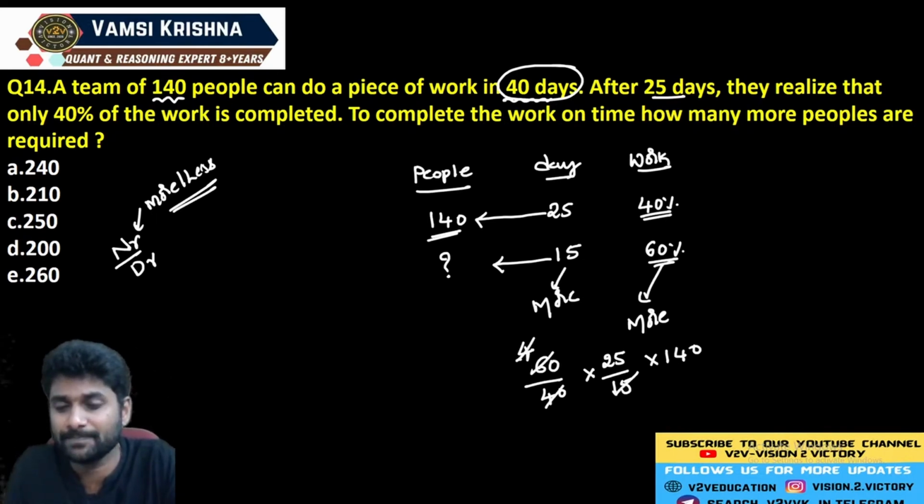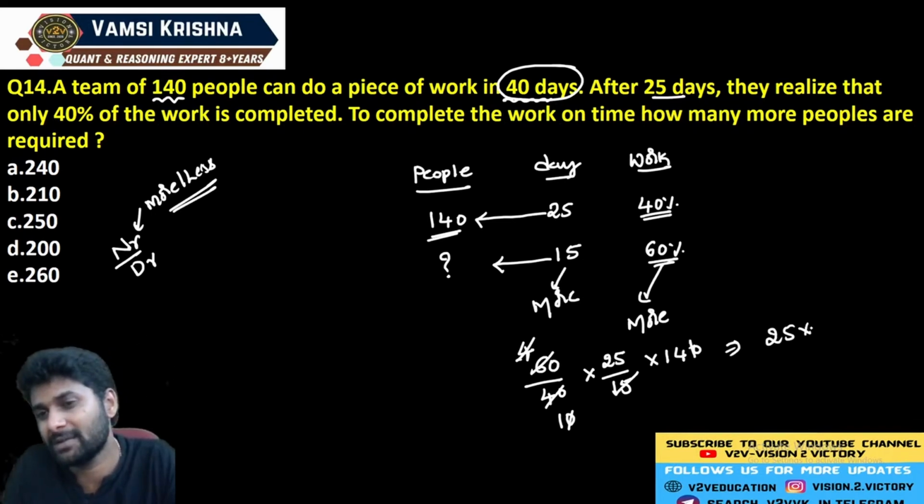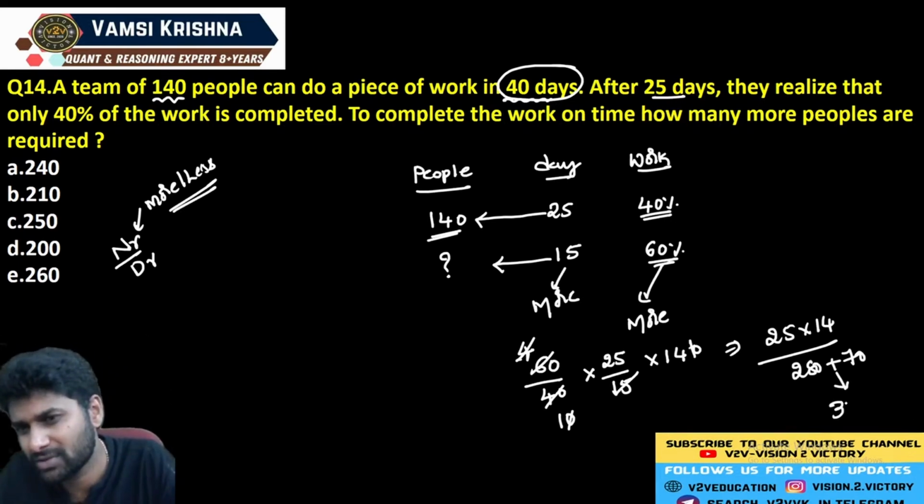So, 4 times 10 is 40. Finally, 25 is multiplied by 14. 14 20s are 280. 14 5s are 70. So how many people we need means exactly equal to 350.